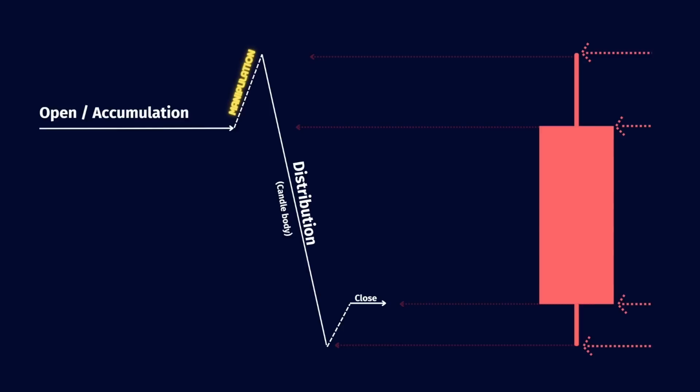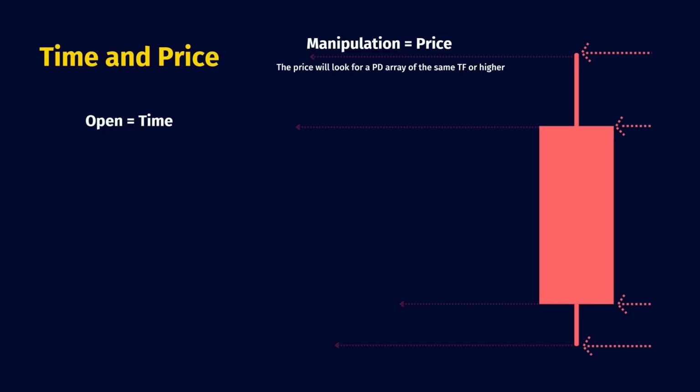Okay, so in every power of three, you find these phases: one opening price, one manipulation for printing the wick high or the wick low, and the next move is for printing the body of the candle, and the close is the opposite wick. It's for printing the wick high or wick low in the opposite direction of the manipulation phase.